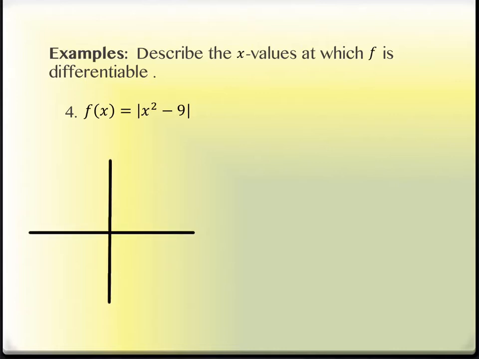This graph, if it didn't have the absolute values, x squared minus 9, I hope that you remember it's a parabola and it's crossing down here at negative 9. Do you guys remember that? Okay. So this is what the basic graph would look like if it didn't have the absolute value part.